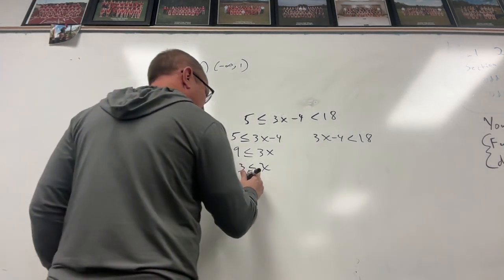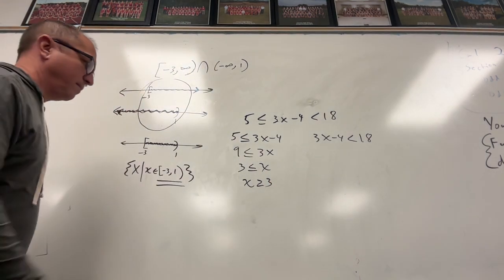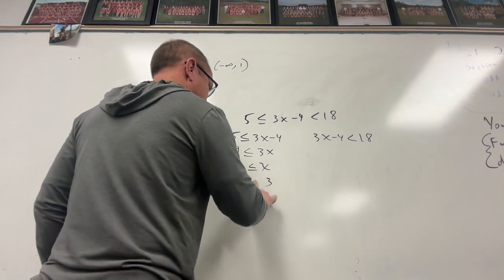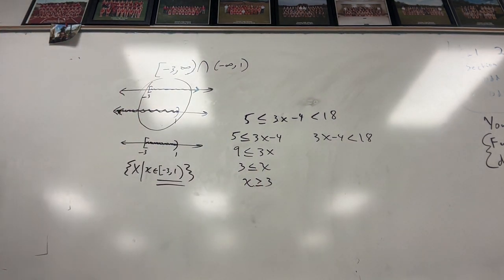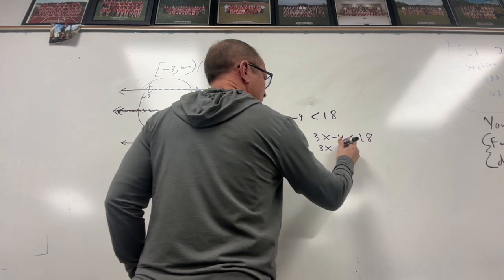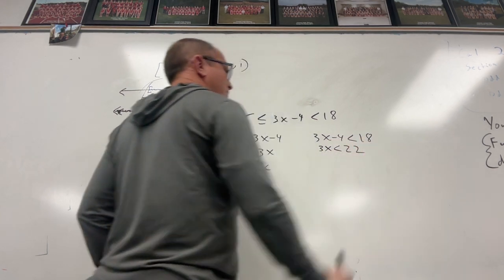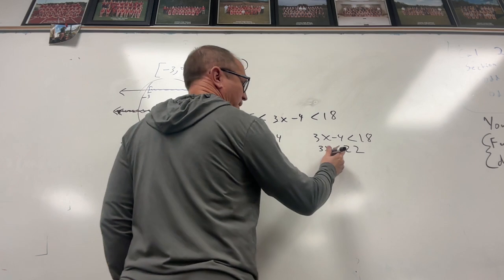This is not a required step, but I think it's going to help you out if you rewrite this as x is greater than or equal to 3, like that. Again, that's not a required step, but I think it will help you out. Likewise over here, I'm going to add 4 to both sides just like I did here. So your 18 plus 4 is your 22. Divide both sides out by 3.